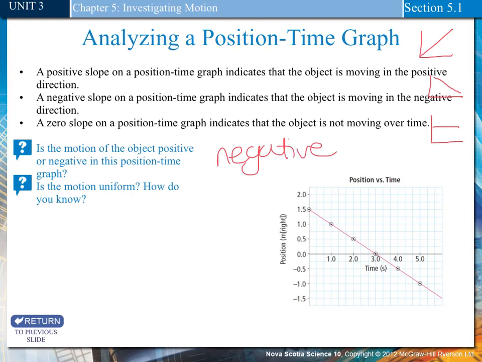Is the motion uniform, and how do you know? Think about it. The motion is uniform because all the dots are plotted on the same line. So we have a straight line. So that shows uniform motion.